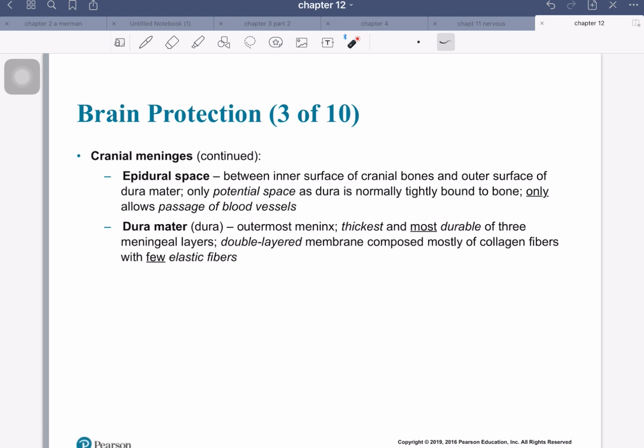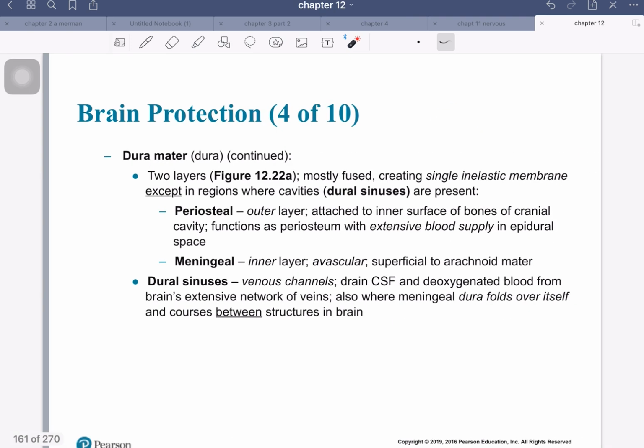So it's a double-layered membrane composed mainly of collagen fibers with a few elastic. Now, we can consider the dura as 2 different layers. Most of the time, these 2 layers are fused together and create one inelastic membrane. There are a couple places where the 2 layers of the dura are separated, and we'll have a look at those. These are associated with something called the dural sinuses.